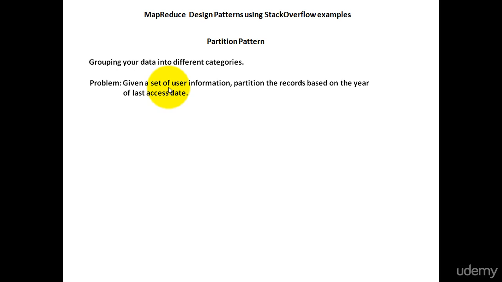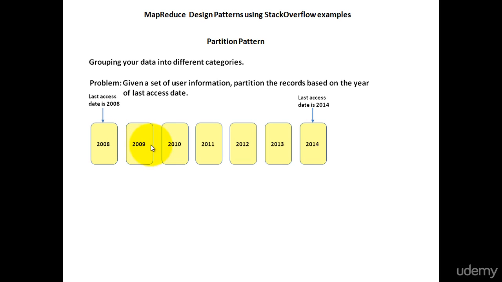The problem given here is, given a set of user information, partition the records based on the year of last access date. It means all the users whose last access date is 2008 should be grouped in one file, and all the users whose last access date is 2009 should be grouped in another file. Similarly, it should be done for all the years.